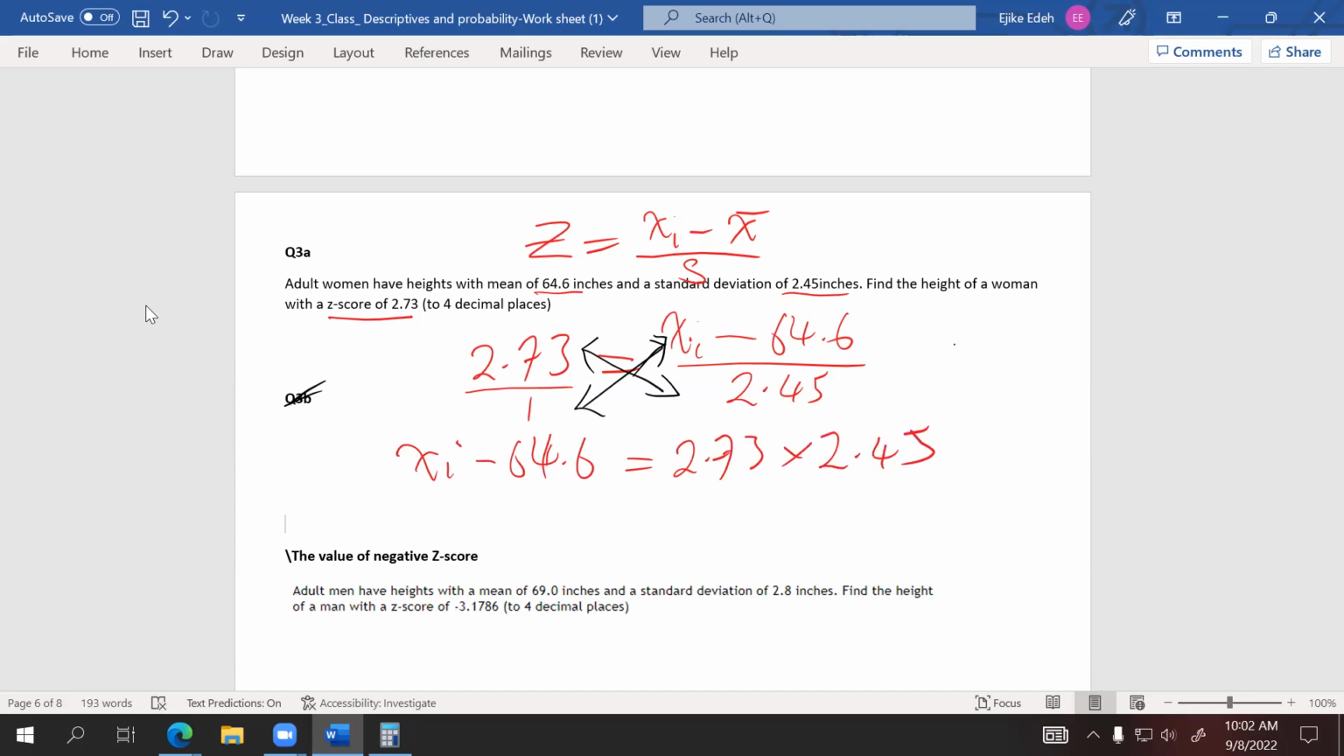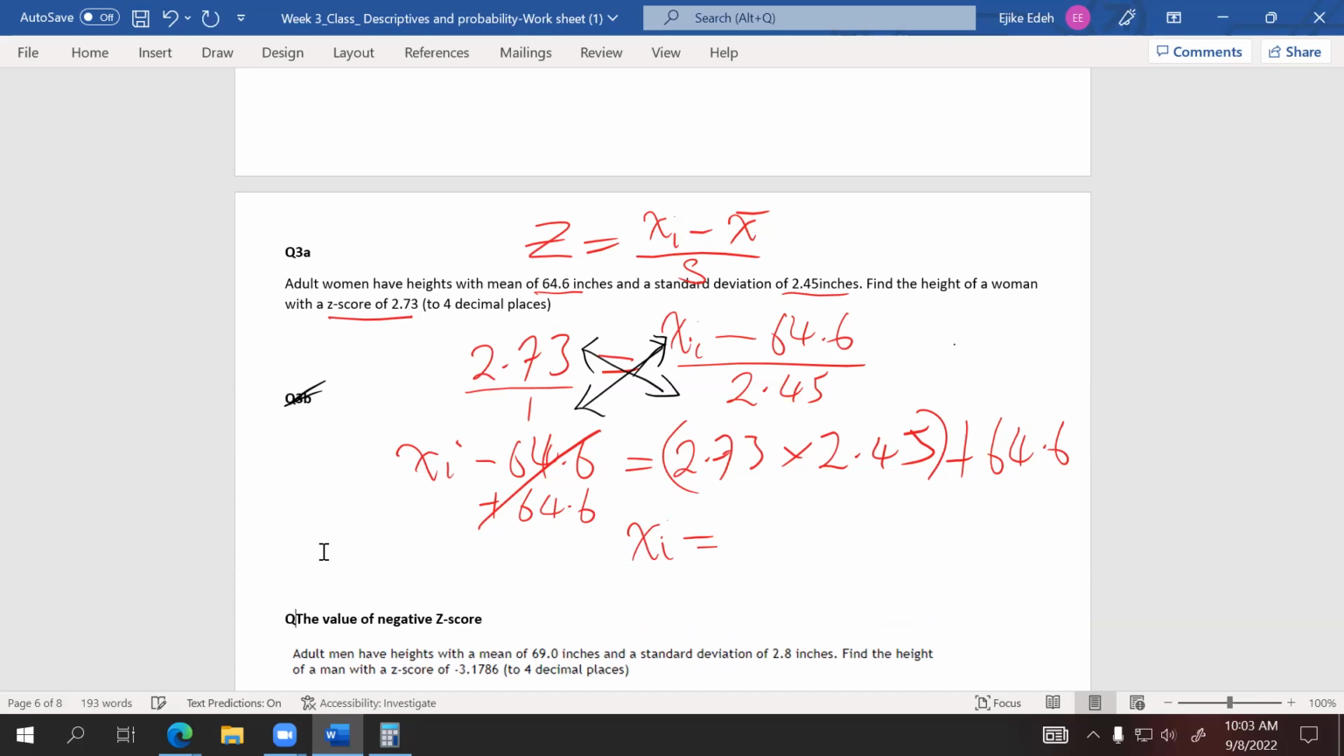And so if you add 64.6 to both sides, then this will go away. So you get the height that you're interested in. So that height will be solving this. Please help us do this. Let's see if we can get answers. So 2.73 times 2.45, then you add 64.6.